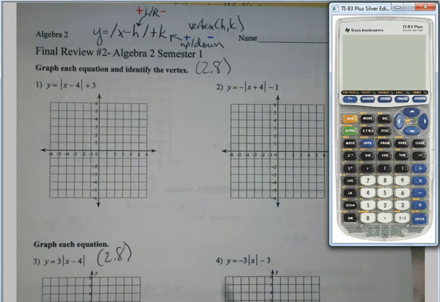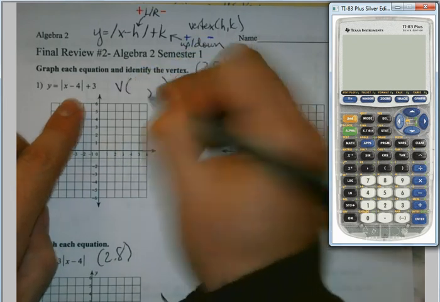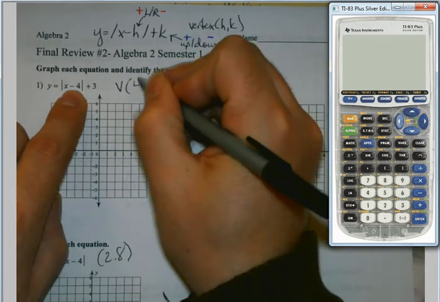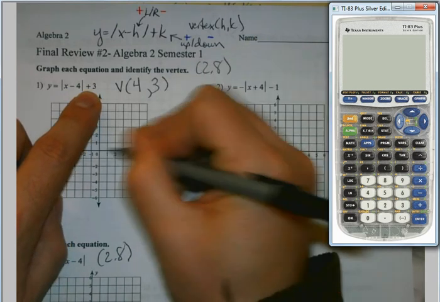But what we're going to do is take a peek at a couple of these just to kind of see how this works. So graph the equation, identify the vertex. Okay, the vertex is the easy part. It's the opposite of what I see for that value. So positive 4, and I keep this one. So 4, 3.